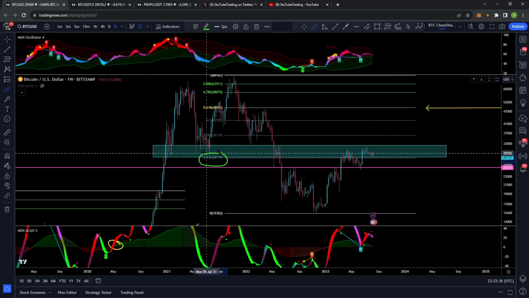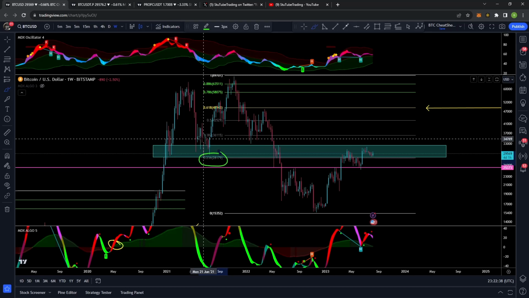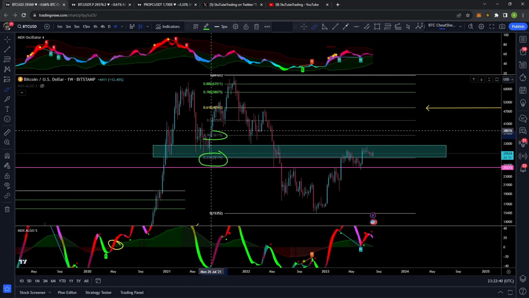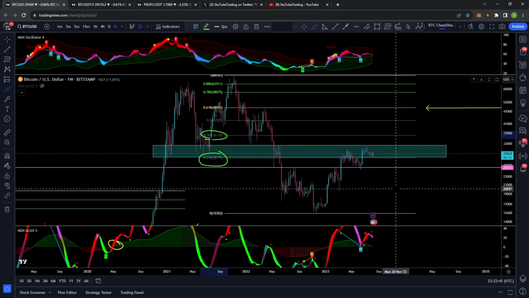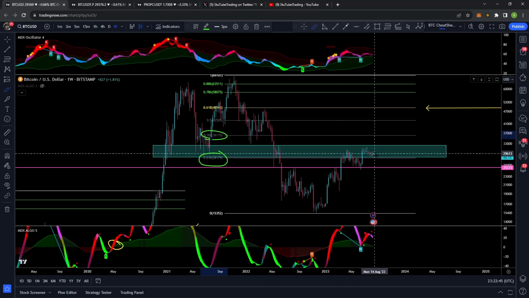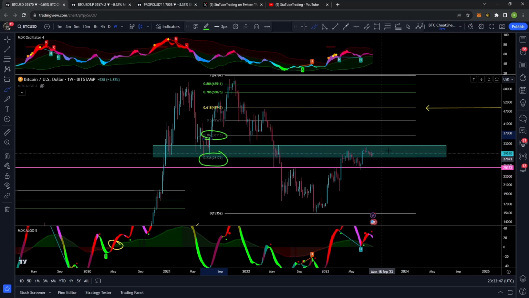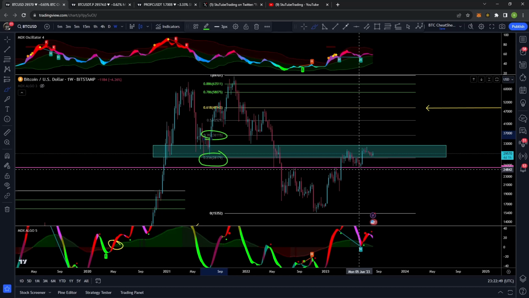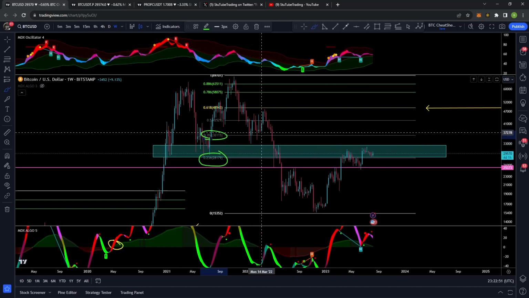The fact that we got above this fib, I don't really see a reason why we wouldn't start testing some other fibs before getting rejected. It would seem kind of weird to just break into the middle of this pocket and then get just crushed back down to the downside, just swatted back down. I really think that we do have some higher targets in store for Bitcoin.